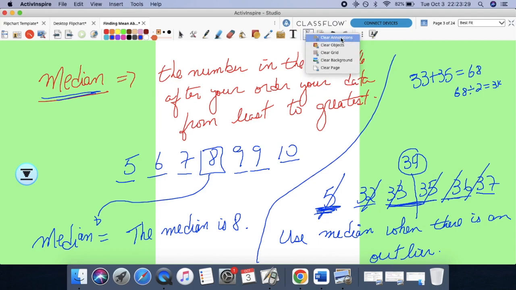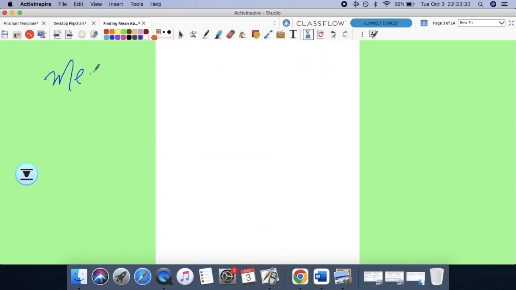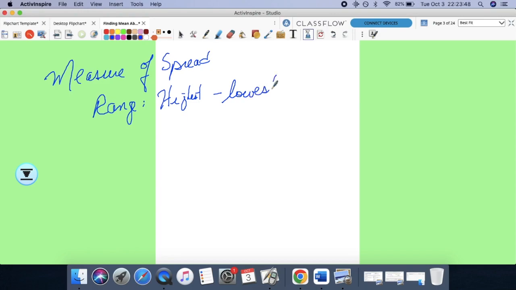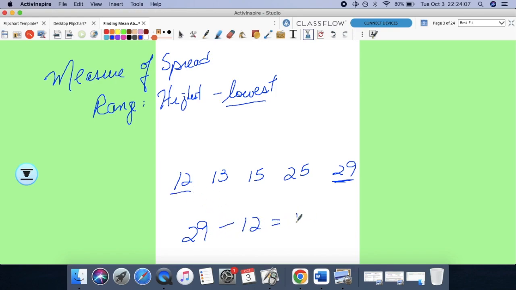And then we have measures of spread, right? Measures of spread that we talked about. And that's the range, which is the highest minus the lowest. And for example, let's say you had 12, 13, 15, 25, 29. Who's the highest number? The highest number is 29. And then who's the lowest number? The lowest number is 12. So the range is 29 minus 12, which is 17.